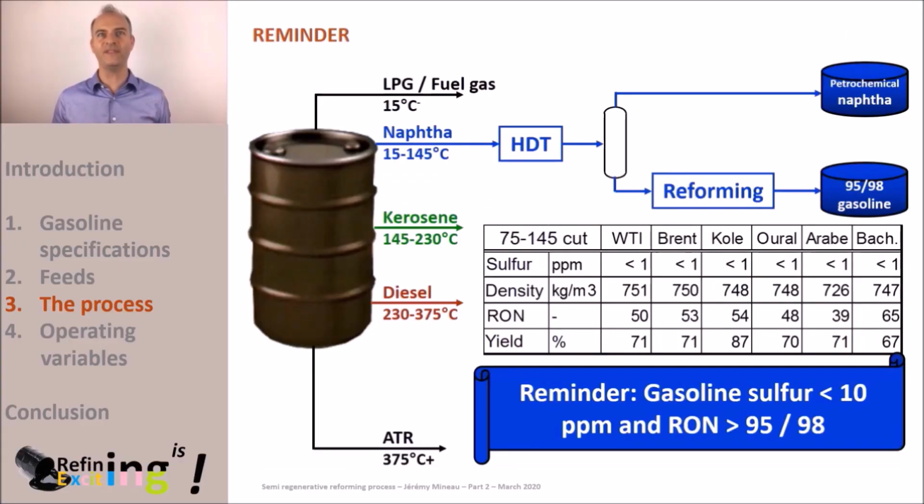Once the total naphtha has been hydrotreated and separated into light naphtha and heavy naphtha, we have a 75-145 degrees C cut with a density of between 730 and 770 kg per cubic meter, and a RON that varies between 40 and 65. So, let's see what a catalytic reformer actually looks like.